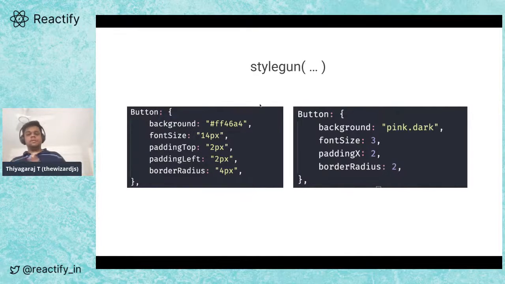And it also does this with the values. If you see on the right side, I have not supplied pixels, I have just given numbers. And these numbers would correspond to a specific value in the style token object which you have created. So padding x2 means padding top and padding left, and the second value from the space range mentioned in the tokens. And background is pink.dark, which basically means go to colors, find the pink value, and get the dark variant of it.